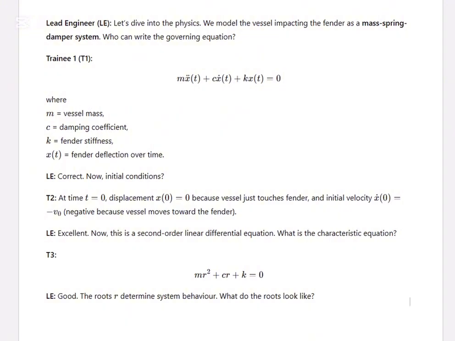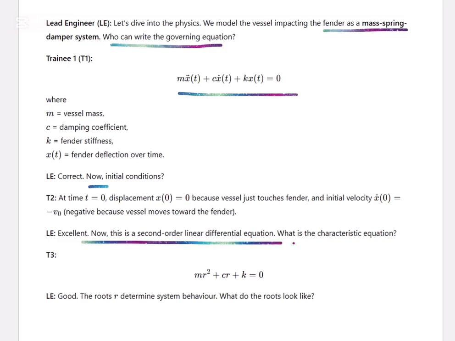Let's dive into the physics. We model the vessel impacting the fender as a mass spring system. Who can write the governing equation? This is the governing equation, and we know the initial conditions also. This is a second order linear differential equation.